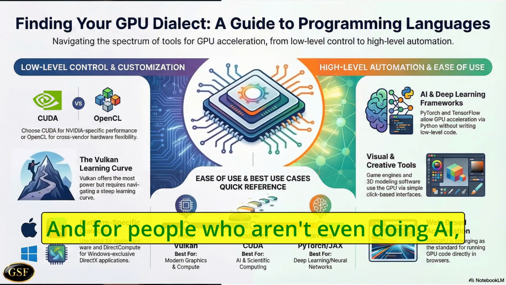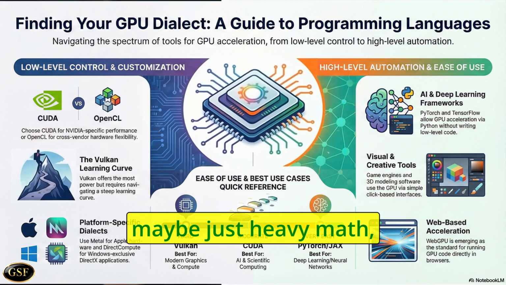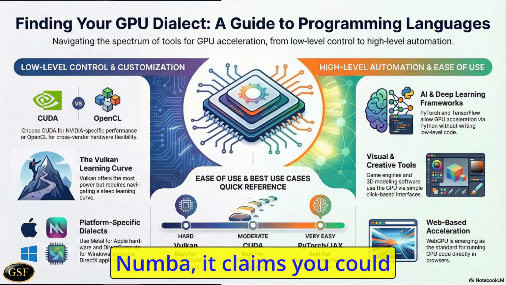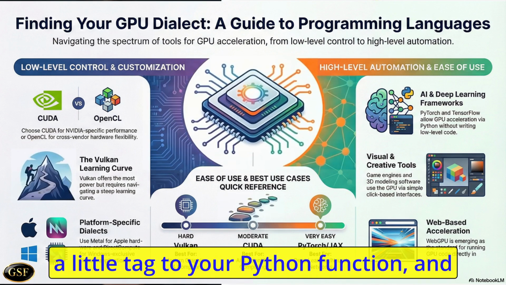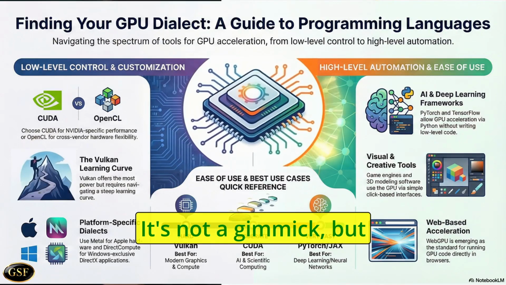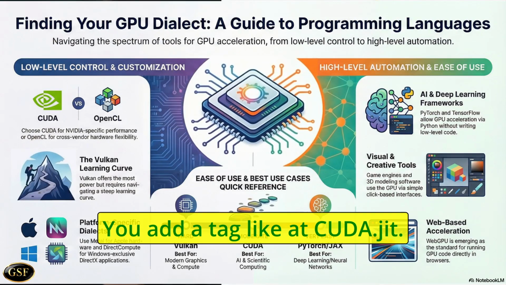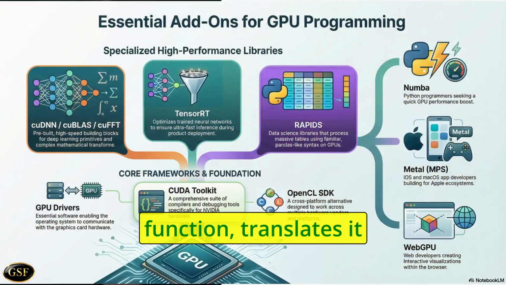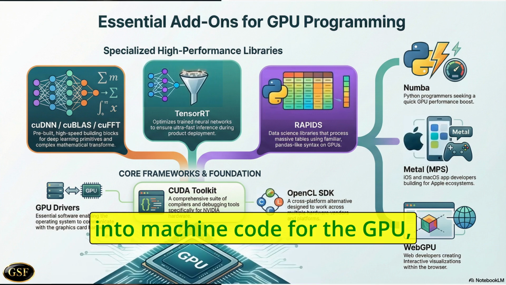Wow. And for people who aren't even doing AI, maybe just heavy math, there's a tool called Numba. I was so skeptical when I read about Numba. It claims you could just add a decorator, like a little tag, to your Python function, and it magically runs on the GPU. Is it really that simple? It's not a gimmick, but it does have some rules. You add a tag, like @cuda.jit. Numba then looks at that specific function, translates it into machine code for the GPU, and runs it.